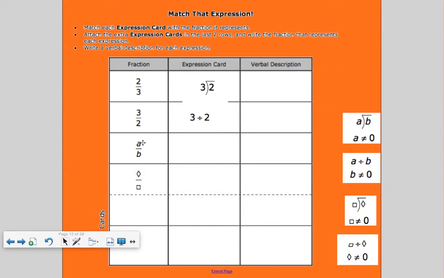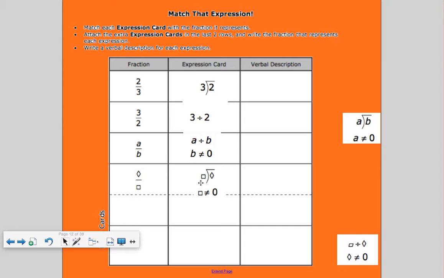Next one. Ooh, let's make it a little harder. A divided by B. Oh, right there. Remember, you cannot have 0 on the bottom because you cannot divide. You can't put things into 0 groups. Diamond divided by square. Diamond is divided into square groups. So it'd be that one.